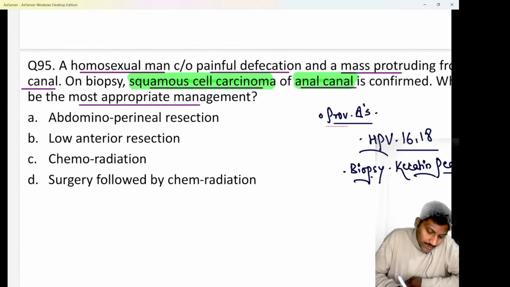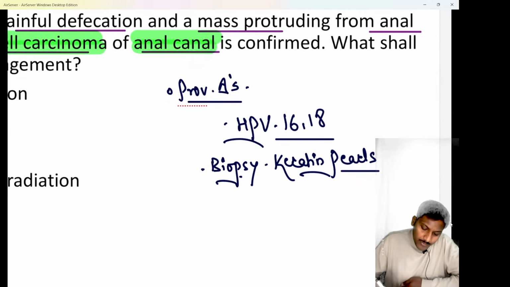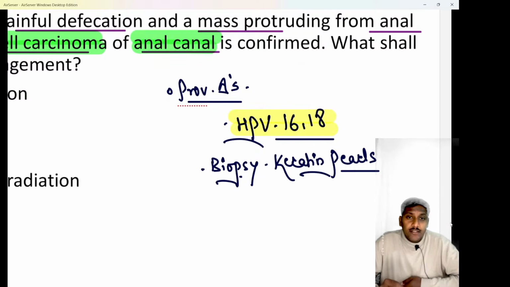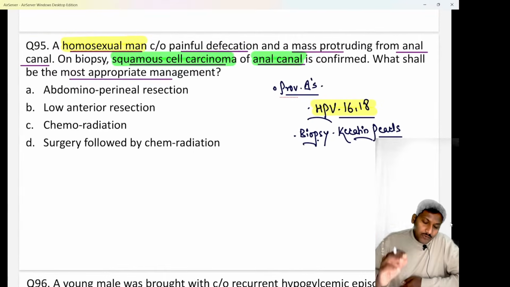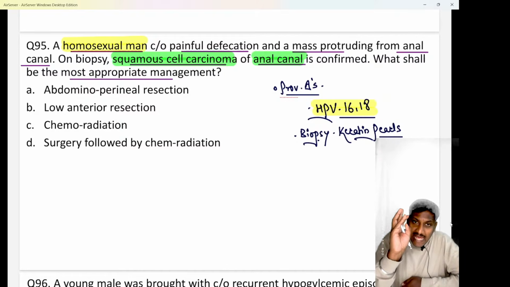So here they are saying the patient is a homosexual man. We know in homosexual men there is a high risk of sexually transmitted infections like HPV, that is human papilloma virus. Human papilloma virus 16 and 18 increase the risk of oral cancer, laryngeal cancer, cervical cancer, and anogenital cancer. Again remember, that is squamous cell carcinoma mainly.